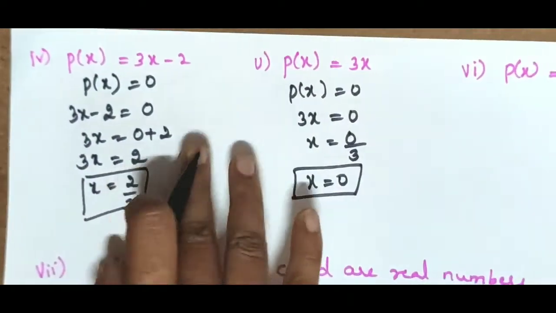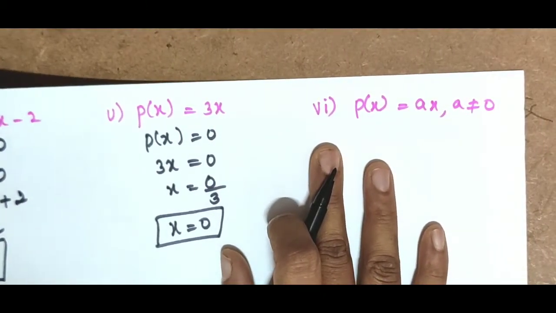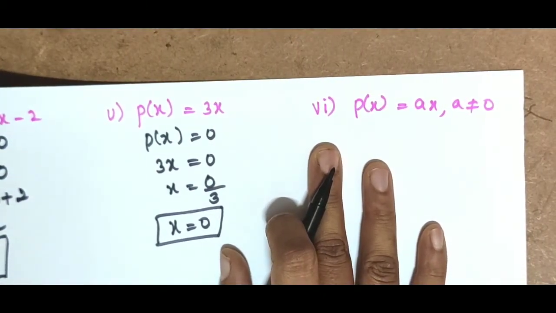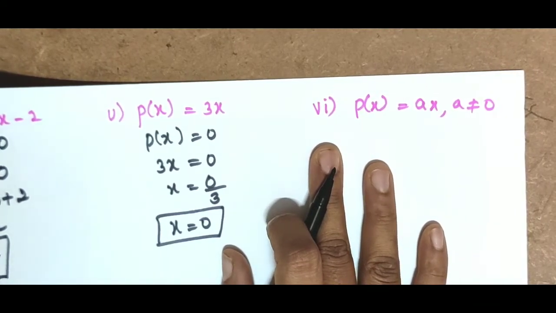So in the previous question they gave the value of x, we just substituted and verified whether the whole polynomial becomes 0 or not. In this case they only said it is 0, and we are finding the value of x.